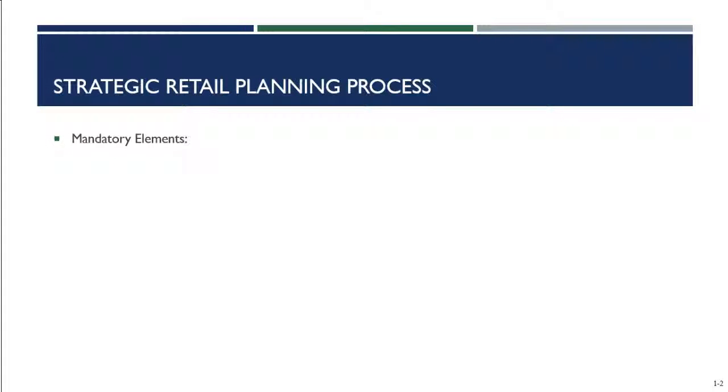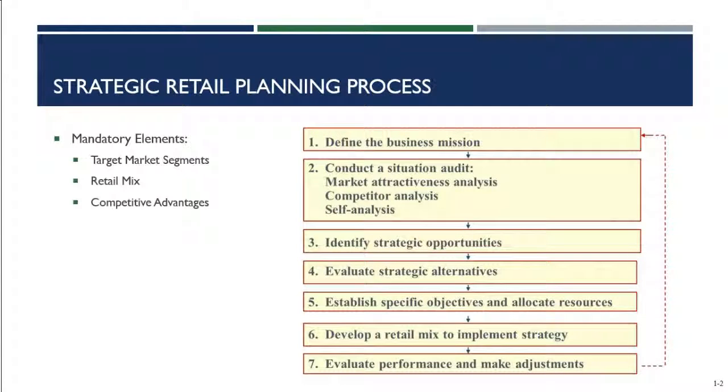And so there are 3 things that are mandatory that go into the background information for the strategic retail plan. Those mandatory elements, which are probably going to look very familiar to you, are the target market segments, the retail mix, and the competitive advantages. If you imagine that there is a step 0, which happens before step 1, that would be where these go. All right, so this is the actual process, and this is right from your book, so you've got that in front of you as well. But we're going to walk through these 7 steps in this lecture.